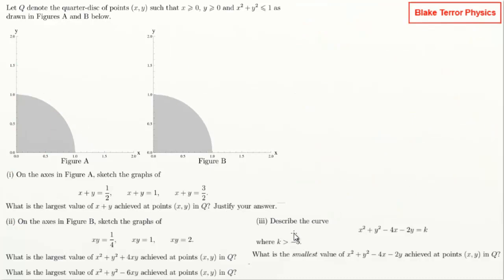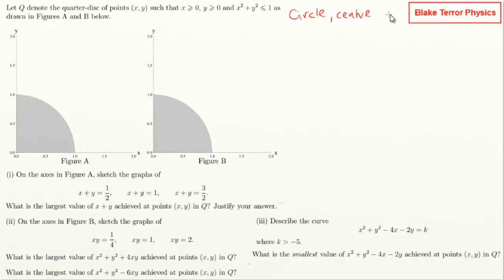Describe the curve x squared plus y squared minus 4x minus 2y equals k, where k is greater than or equal to minus 5. So, well, that's a circle. Let's get on the right sheet. So this is a circle. The center is going to be 2, 1.